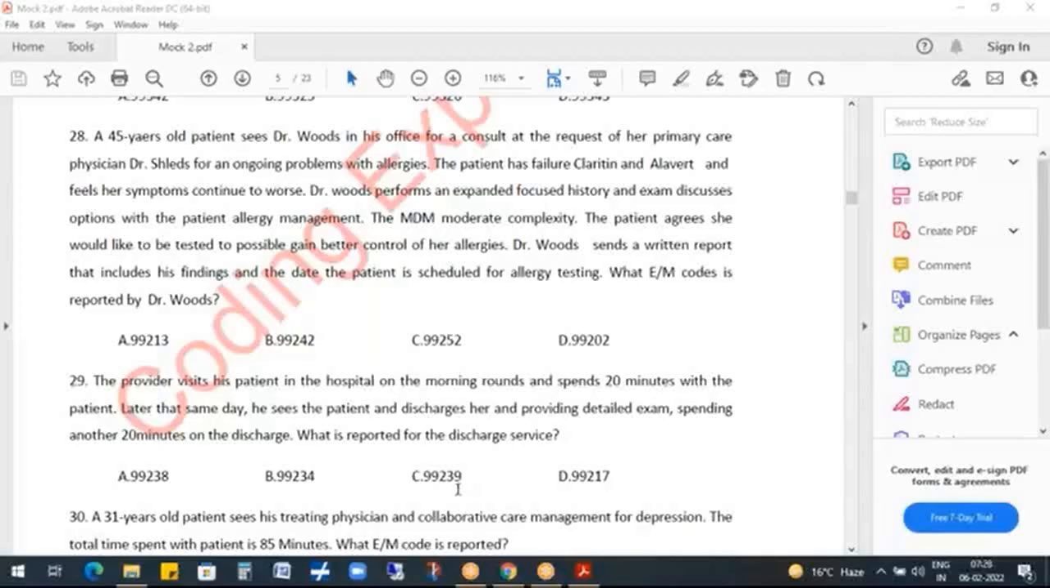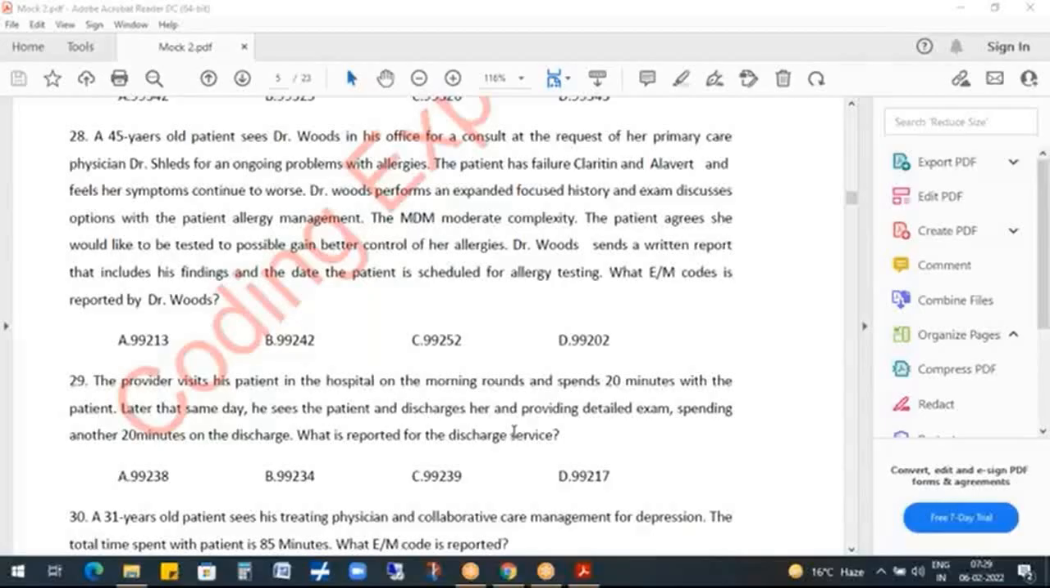Okay, sir. It is like discharge, admitted and discharged on the same day, right? Where the patient is admitted and discharged on the same day, the provider visits his patient in the hospital. This verbiage tells you he is already in the hospital on the morning rounds and spends 20 minutes with the patient, then later the same day. This is all about discharge service, not admitted and discharged on the same day.